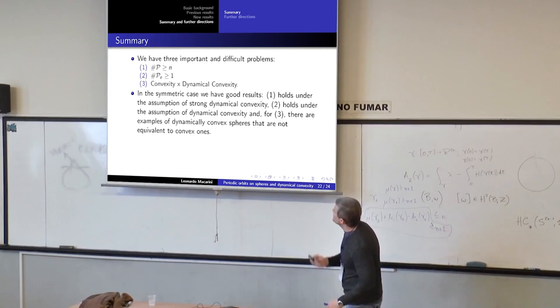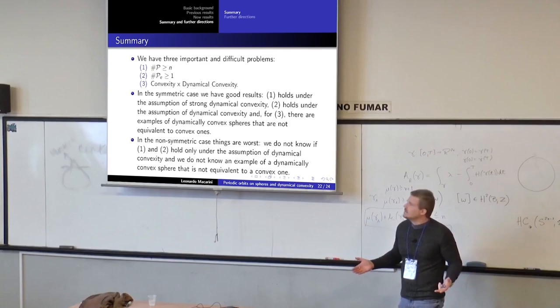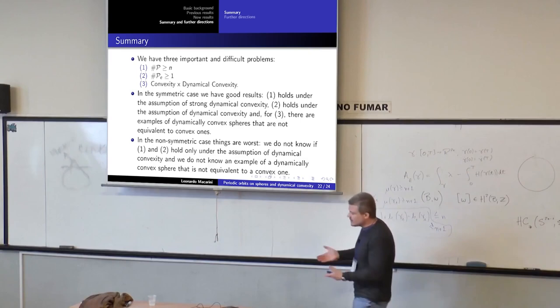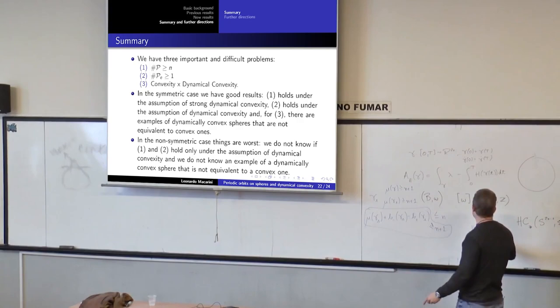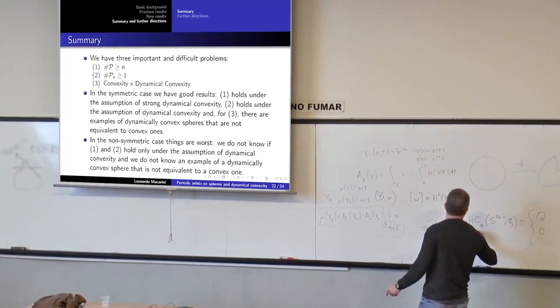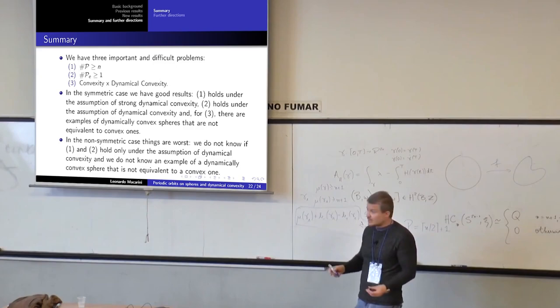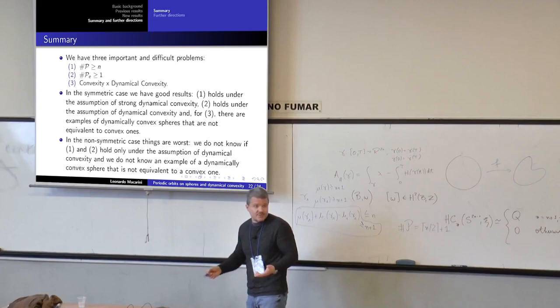And in the non-symmetric case, things are worse. We don't know if one and two hold only under the assumption of dynamical convexity. Assuming only dynamical convexity, we have only this for the number of periodic orbits. And we have no lower bound for the number of elliptic orbits, even assuming dynamical convexity, if you are in the non-symmetric case. And we don't know examples of dynamically convex spheres that are not equivalent to convex ones.